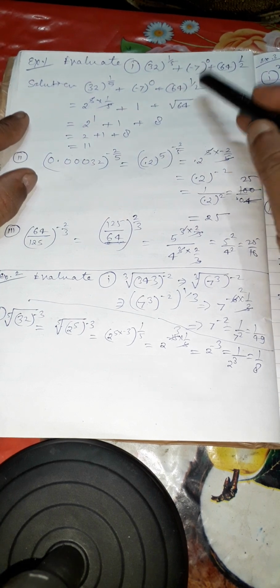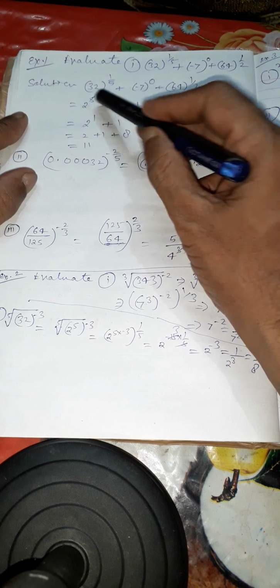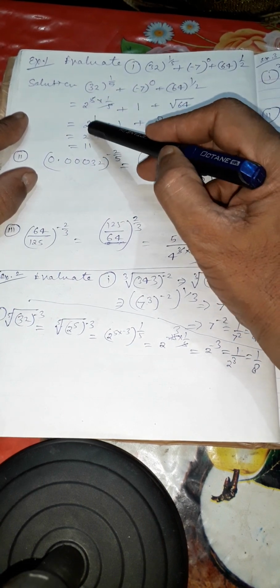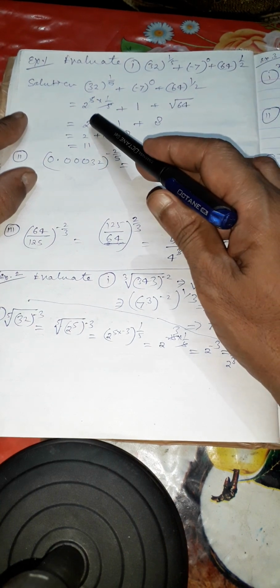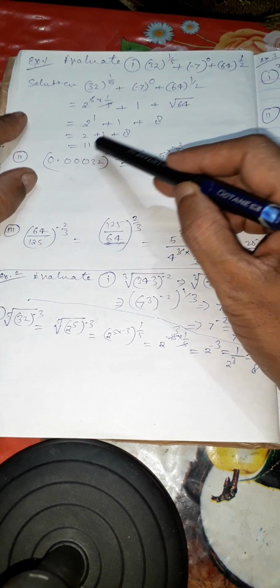64 to the power 1 by 2 means square root, like this. Here 2 to the power 5, both numbers are cancelled, and if we divide, we get 2 to the power 1, and root 64 means 8. 2 to the power 1 means 2, plus 1, plus 8, it is 11.